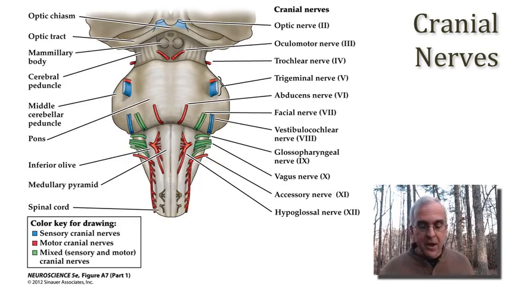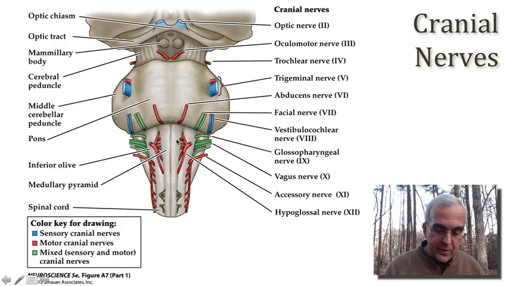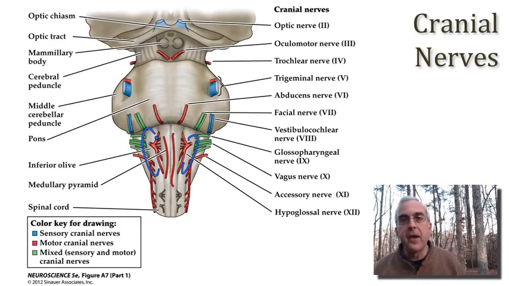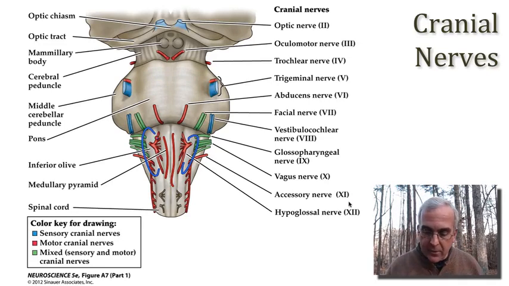And then lastly, the hypoglossal nerve. I mentioned the medial medullary pyramids right along the midline of the medulla. Here they are here. And then just to the lateral aspect of the medullary pyramids is this olivary structure, the inferior olive. And between the pyramid and the olive, that's where we find our hypoglossal nerve.